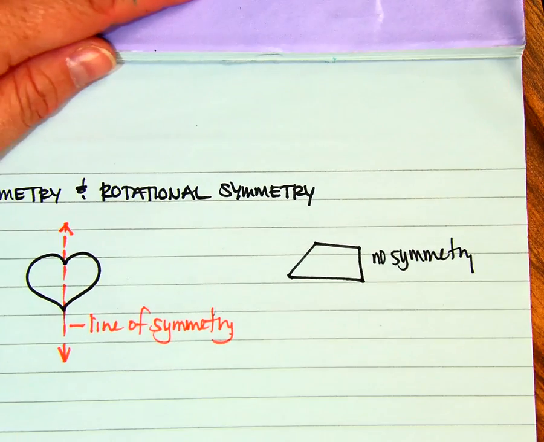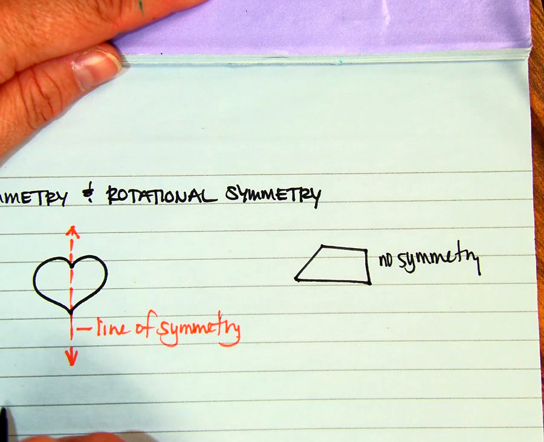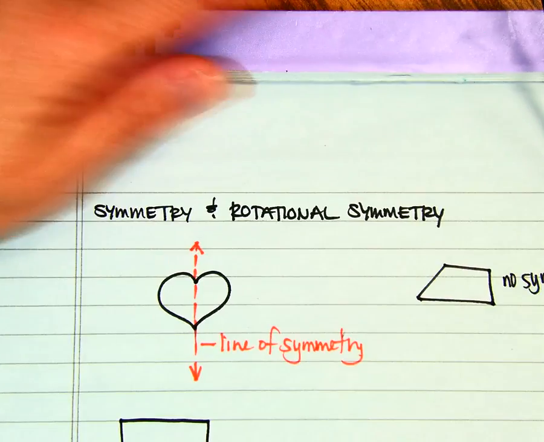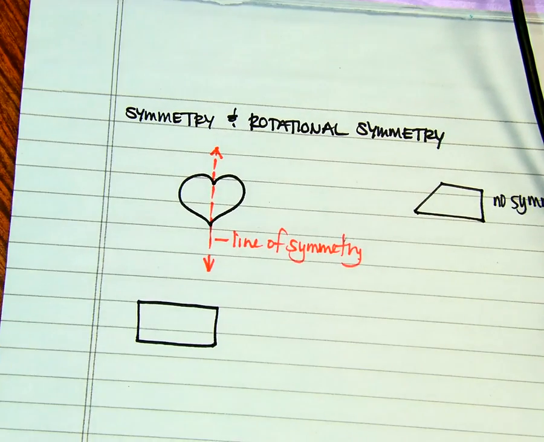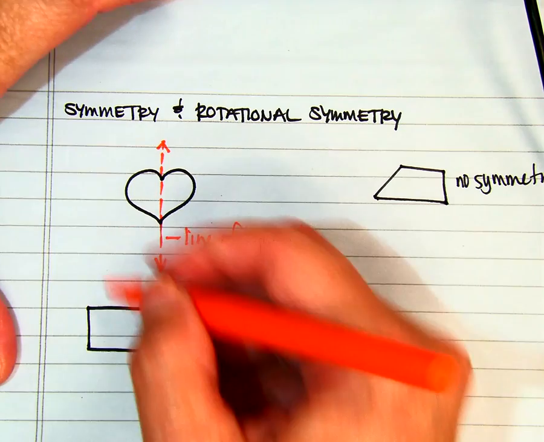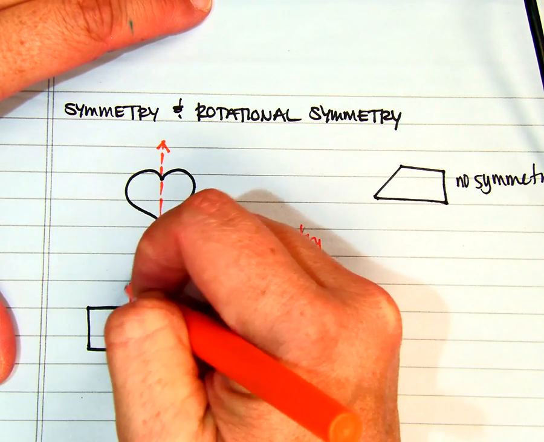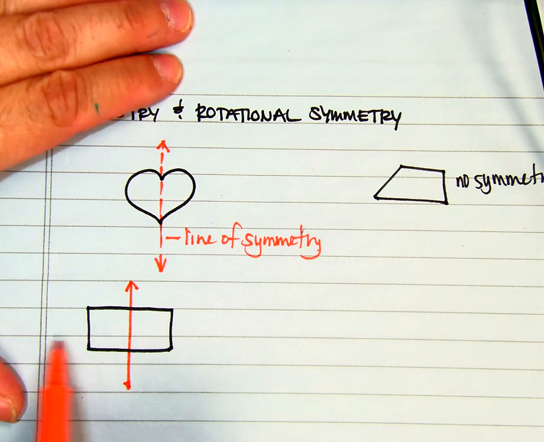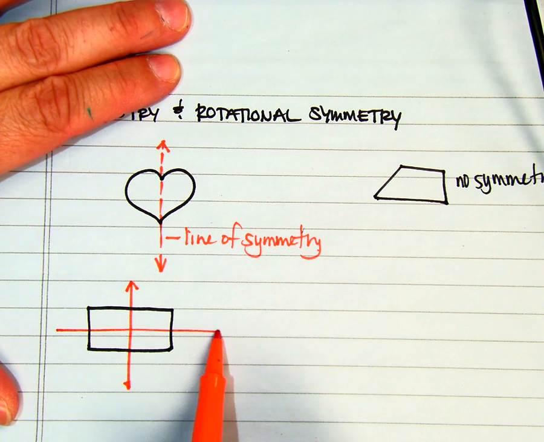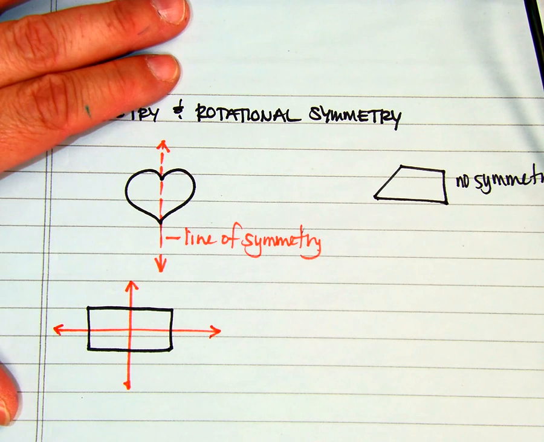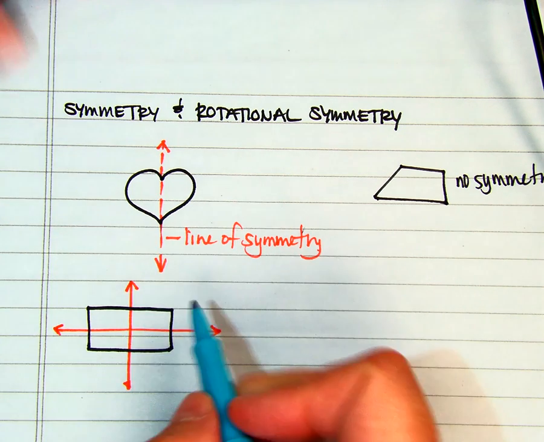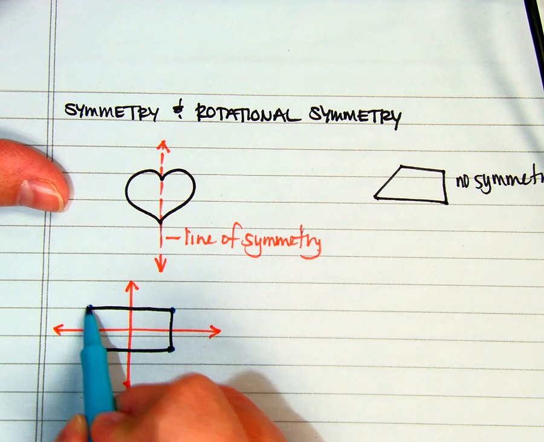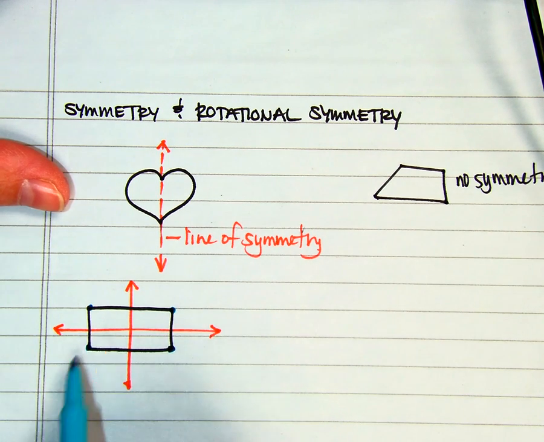Some figures have more than one line of symmetry. So if I have a rectangle, I could fold it this way and have it map onto itself, or I could fold it this way and have it map onto itself, which means that this point would now fold over to here, and this point would fold over to here. Or if I did it the other way.